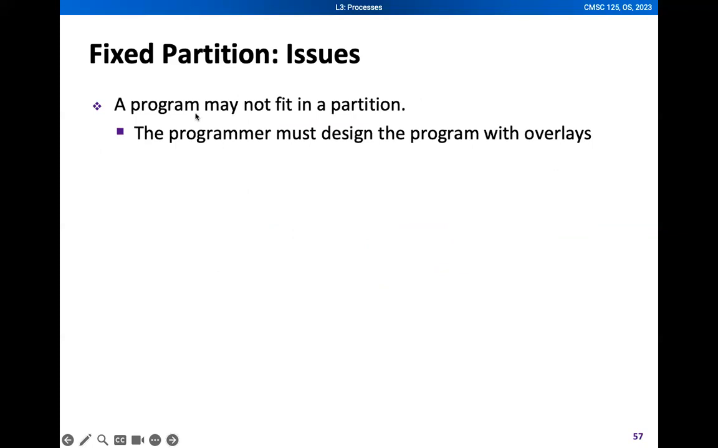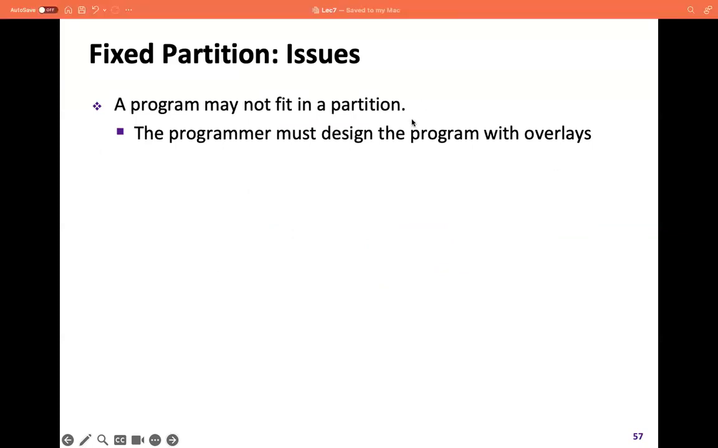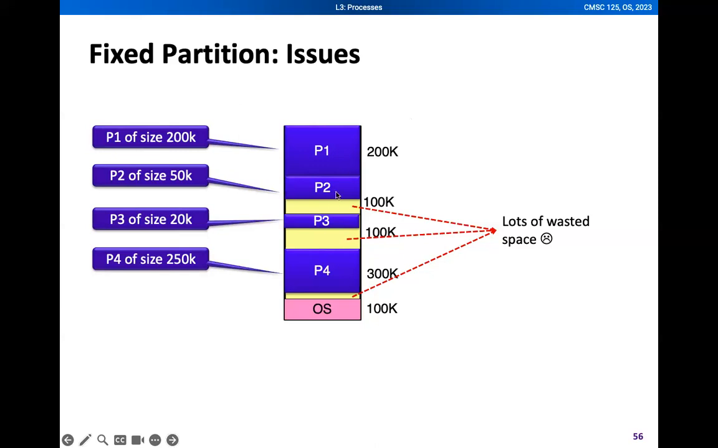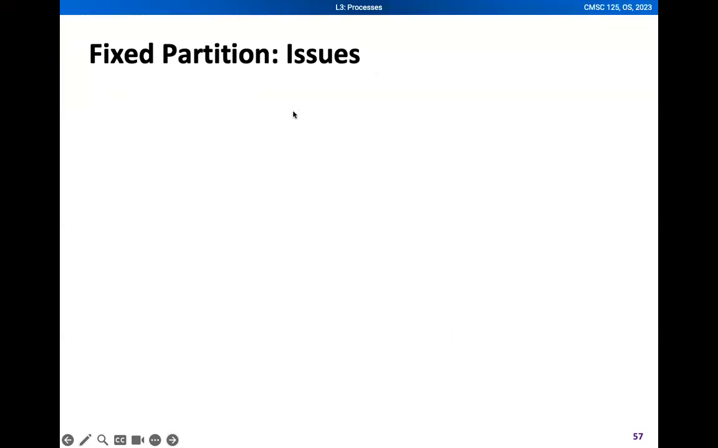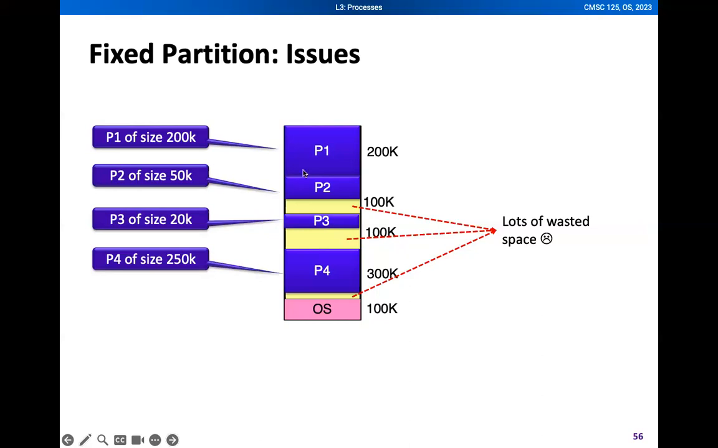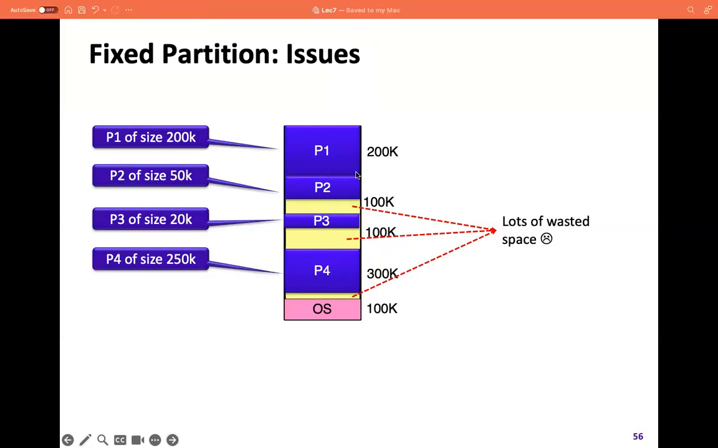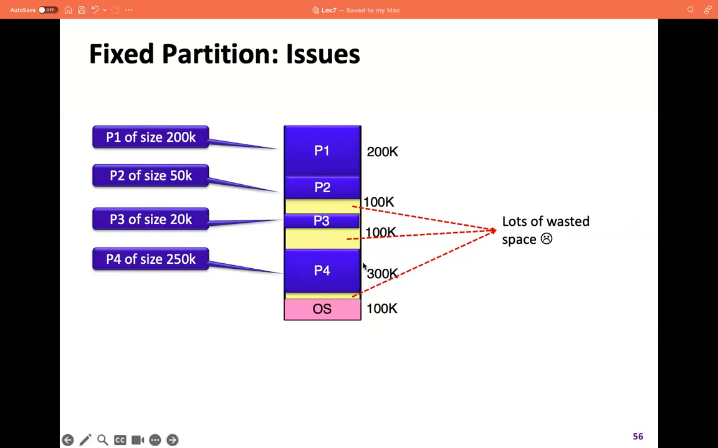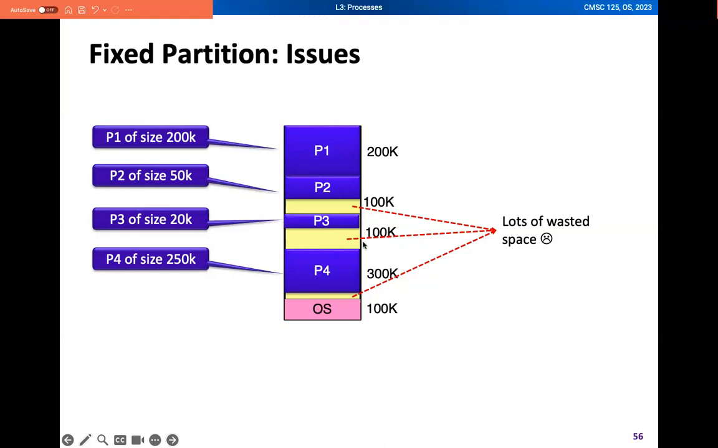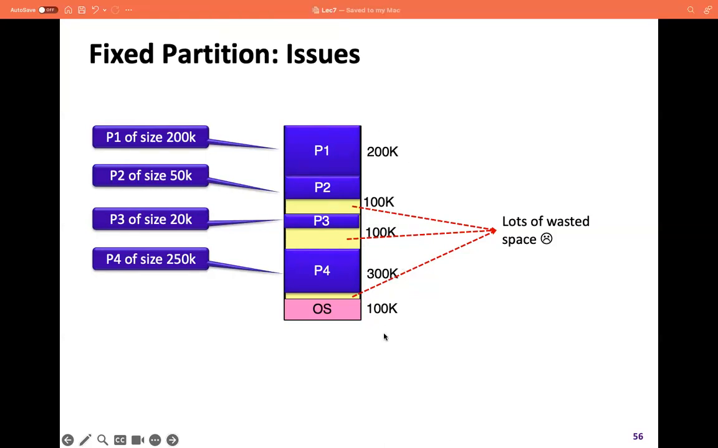And a program may not fit in a partition, as you have already seen in these examples. Another problem is, what if a certain process is so much bigger compared to the fixed partitions that we have? So what are we going to do? Assuming that we have a process which has a size of 500K, into which partition are we going to load that process?